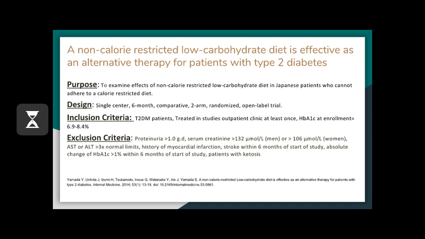HbA1c levels had to be between 6.9 and 8.4%, and the exclusions were just high protein urea, serum creatinine, and high AST or ALT that was greater than 3 times the normal limits. They also did not include patients who currently were in ketosis. So this was just solely looking at low carbohydrate versus calorie restricted.